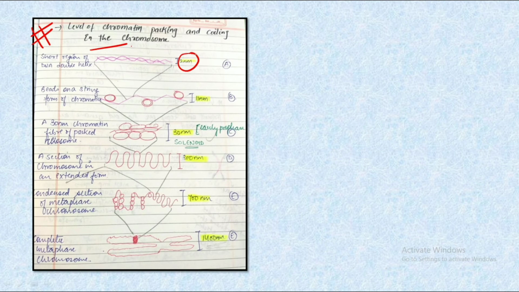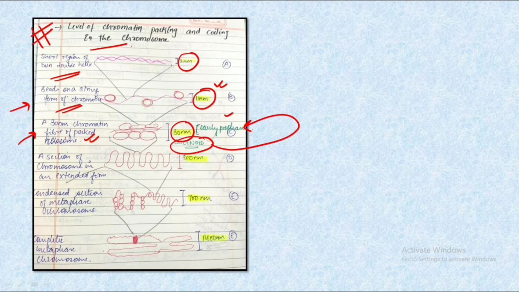Initially we have 2 nanometers, which is the short region of the DNA double helix. Then we have the beads on a string form of chromosome, which is about 11 nanometers in size. Then we have a 30 nanometer chromatin fiber of the packed nucleosome, and this shape is given the name solenoid, and this solenoid is more clearly visible in the early prophase of the cell cycle. Make sure you remember this particular note, because questions have previously been framed from this area.